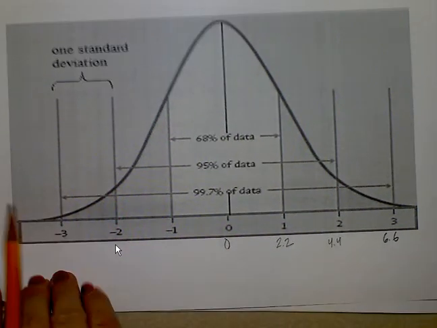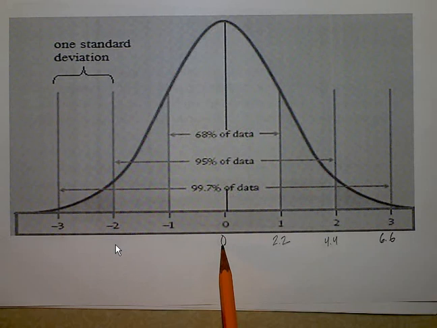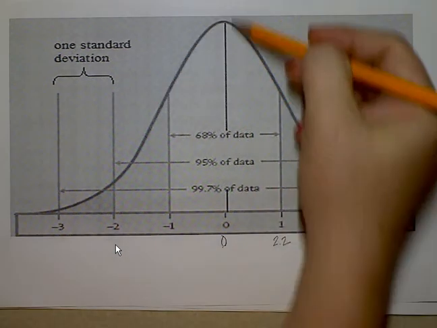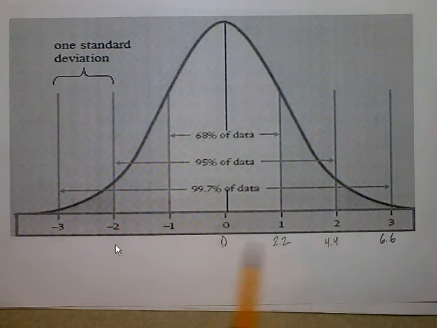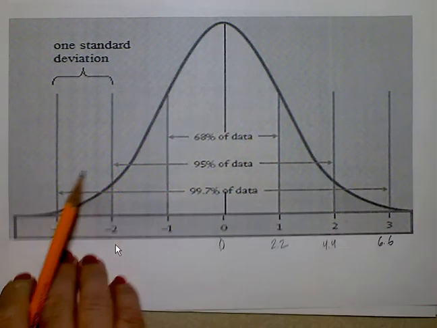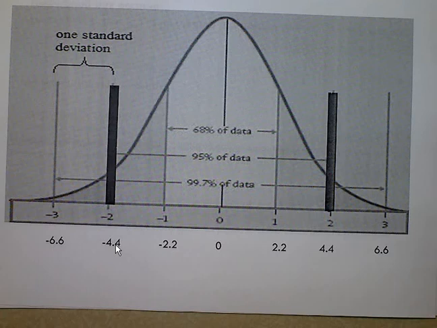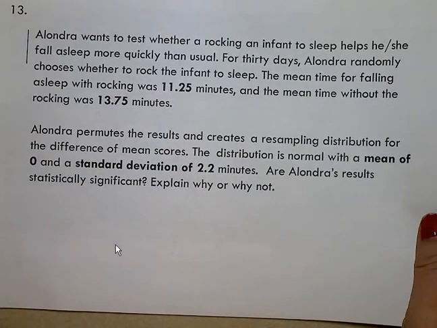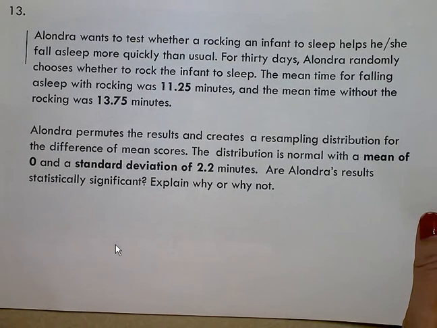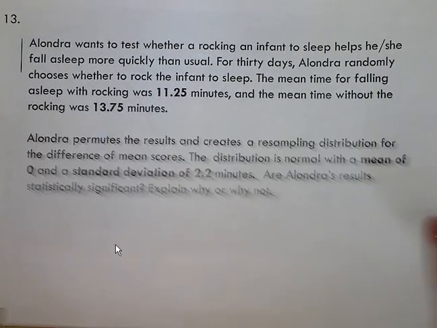How did I know this? The information was given. The mean is 0. Remember, the mean always matches up with the center of the normal distribution curve. The standard deviation is 2.2. And they want to know, are Londra's results statistically significant? So how do we do that?